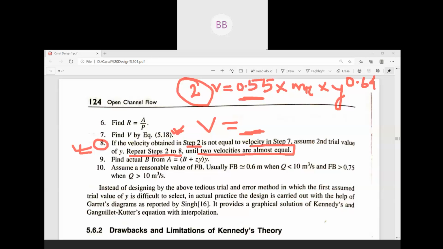We use computer or numerical methods to solve this kind of problem. In general, we use MATLAB software, because for each and every trial you cannot manually assume a value and check whether the velocity is equal. But the computer can run a number of trials and directly give you the y at which this velocity will be the same. So those things can easily be done in MATLAB software. Over, step number 8.